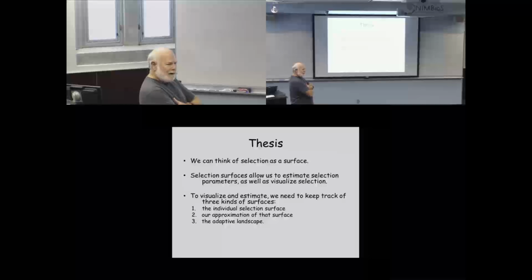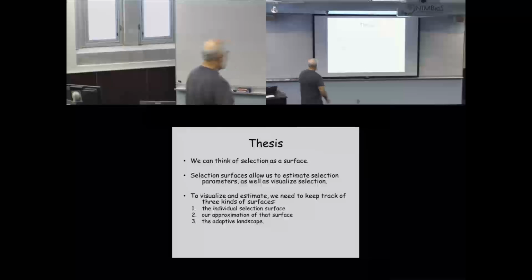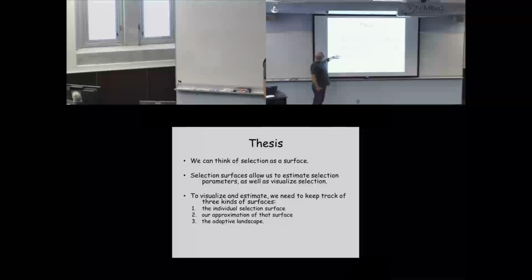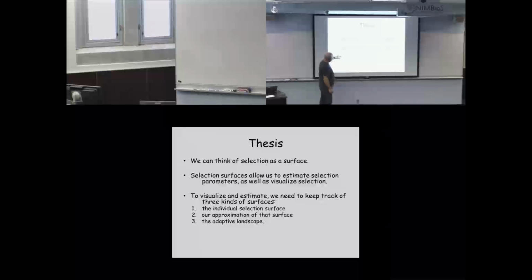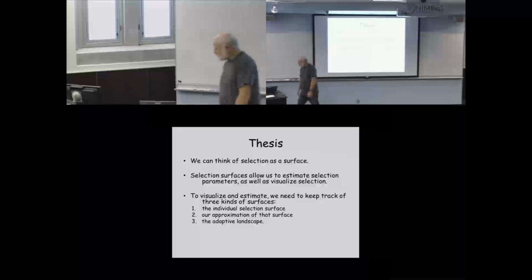Three surfaces. The individual selection surface, we're going to talk about that. Then our approximation of the surface. The individual selection surface is, choose your deity, choose your Gaia or whatever, the surface that only that individual knows, the real surface of selection out there. We need to approximate that surface in some way, and we need to realize that we're making an approximation of the true deity-given surface. And then we have this thing called the adaptive landscape, and it's related to both of these, but in particular it's related to this approximation here.